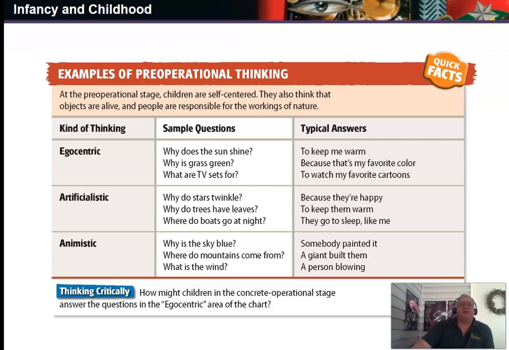Artificialistic: why do the stars twinkle? Because they're happy. Why do trees have light leaves? To keep them warm. Where do boats go at night? They go to sleep like me. Okay, animistic: why is the sky blue? Somebody painted it. Where do mountains come from? A giant built them. And what is the wind? A person is blowing. So these are all examples of pre-operational thinking.